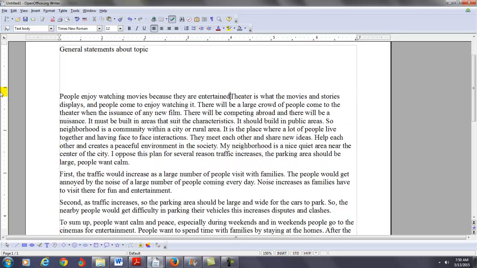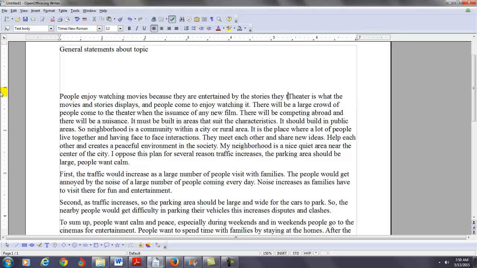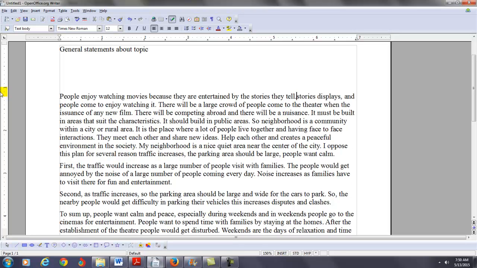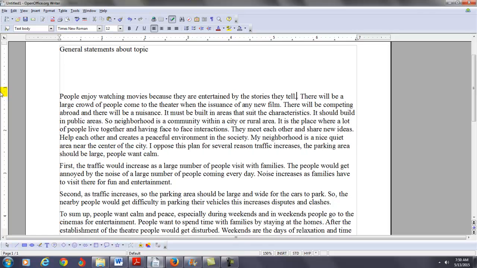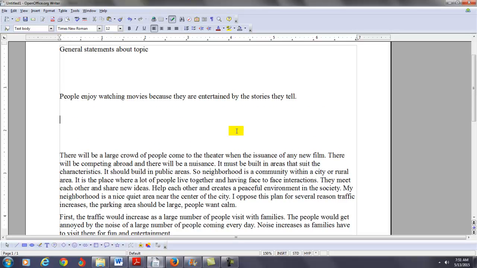You might say something like this: entertained by the stories they tell. Something along those lines. So people enjoy watching movies because they're entertained by the stories they tell. And all of these ideas here, to be honest with you, they're too specific. So you have to actually change how you're bringing up these ideas. So let's see if we can figure out a better way to create this introduction.